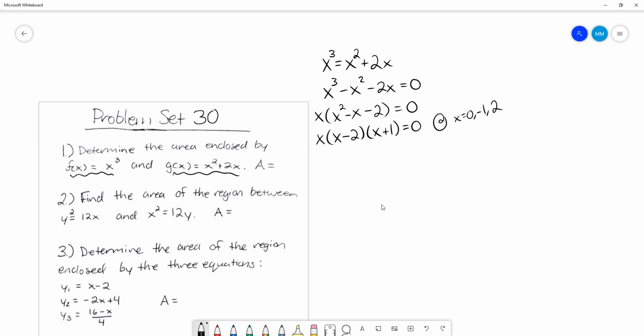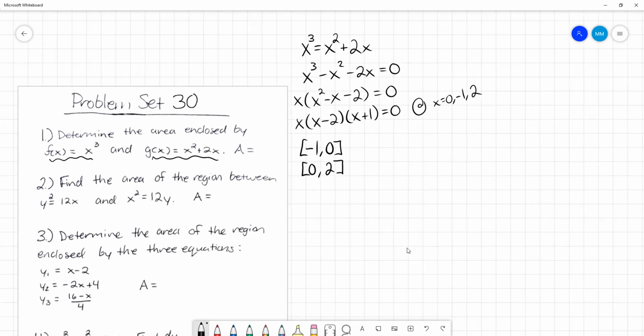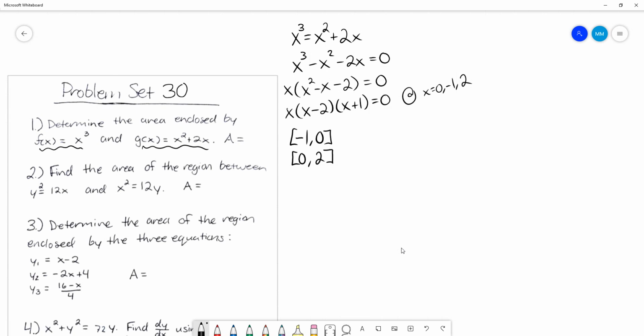or x equals positive 2, which means that these two functions intersect, or they cross each other, at these x values. Now, we need to figure out on each of those intervals, so in order from negative 1 to 0, and then from 0 to positive 2, which function is on top and which one is on bottom, and then we can set up our two integrals and evaluate.